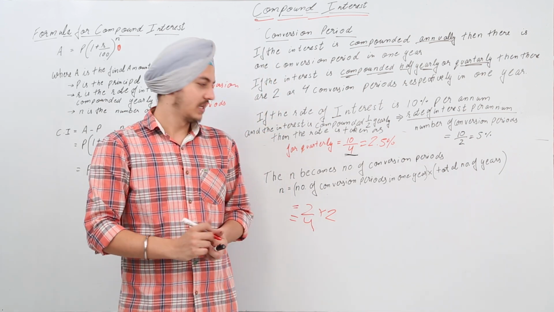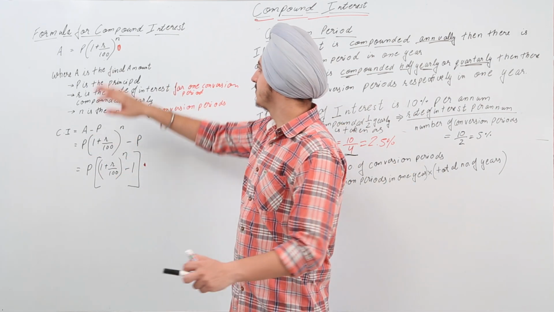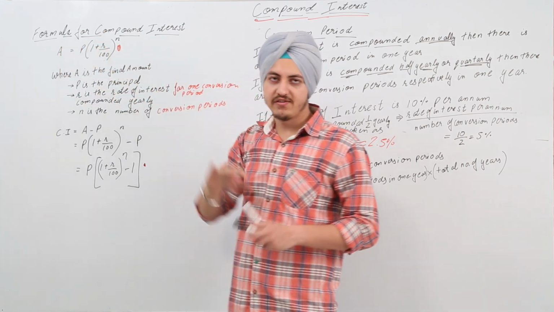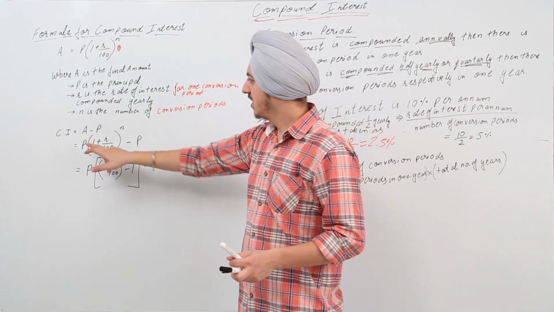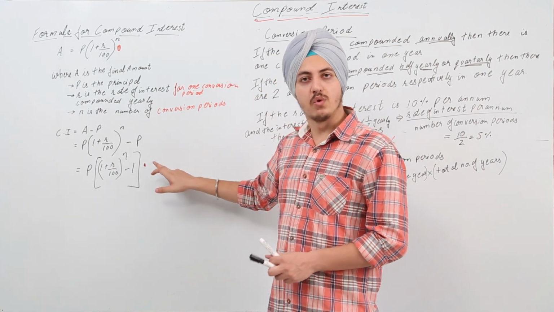So this gives us the value of n and the value of R, which we can substitute in this formula to calculate the amount. And if we are asked about the compound interest, we can substitute it in this formula and we can calculate the compound interest.